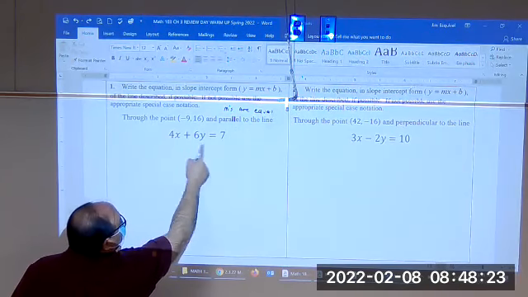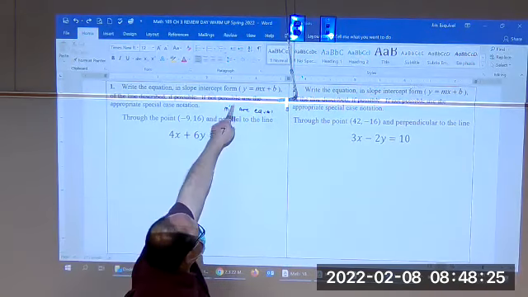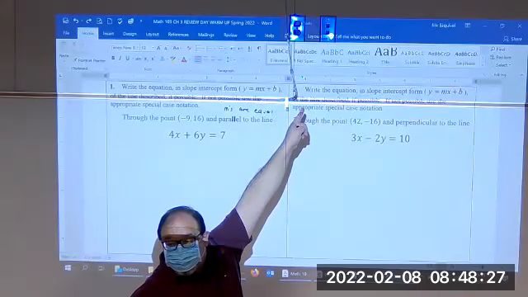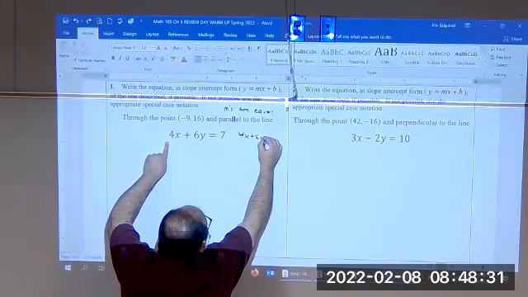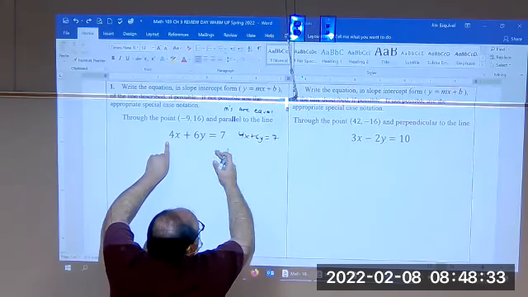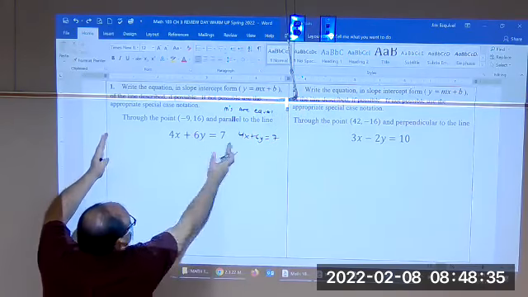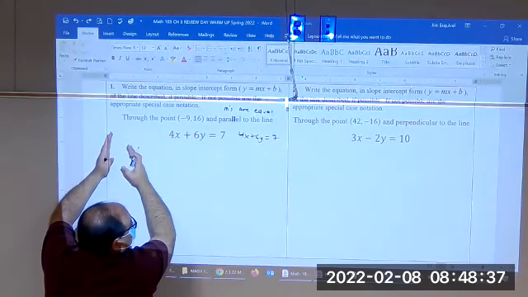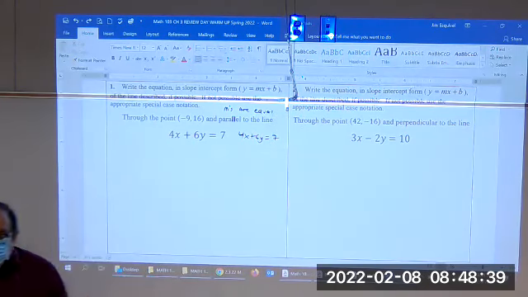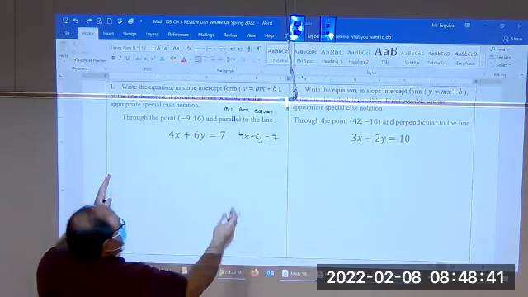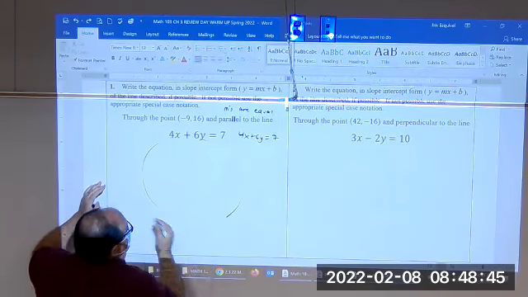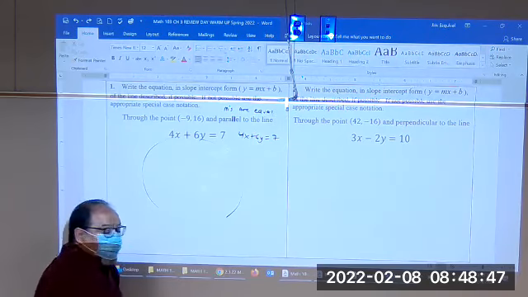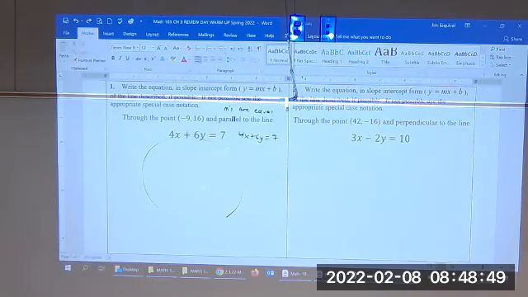To find the slope of this line, there's a hint in the direction. y equals mx plus b. So you're going to take your 4x plus 6y equals 7. And I'm doing it over here, that way I have room to do my question over here. Some of you, when you're doing your question, I've seen on the quiz, you're doing this whole part right here, and making it this big, leaving you no room to do the rest of the problem.